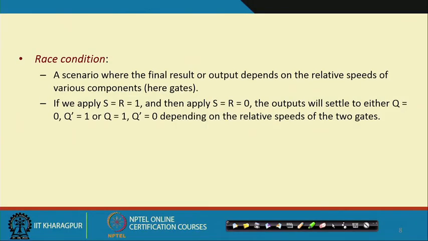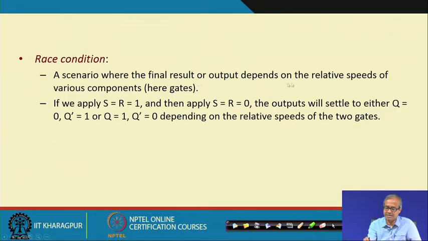So, this is exactly what I explained. Race condition is a scenario where the final result depends on the relative speeds of the gates. So, I said if I apply S R 1 and then apply S R 0, you cannot definitely predict what the output will be. It can be either Q 0, Q bar 1 or Q 1, Q bar 0 depending on the speeds.